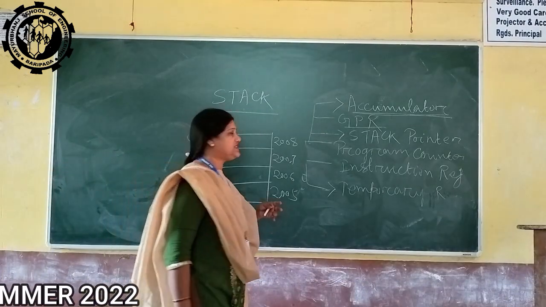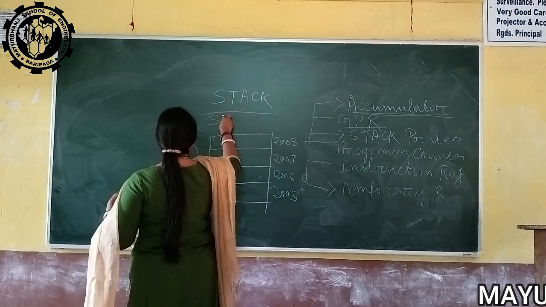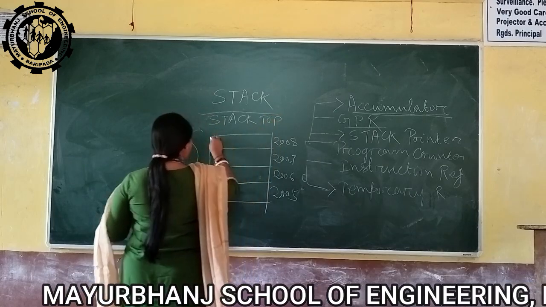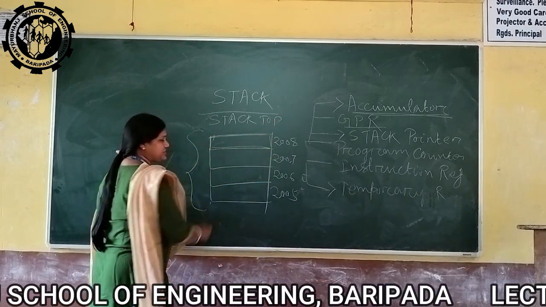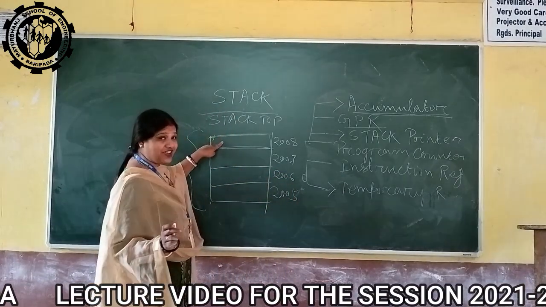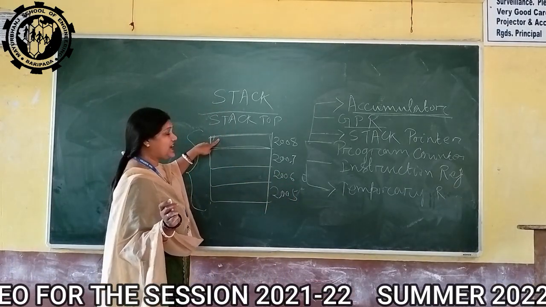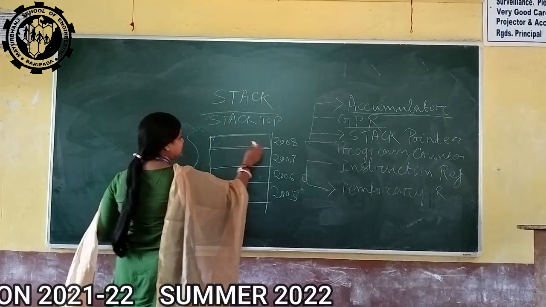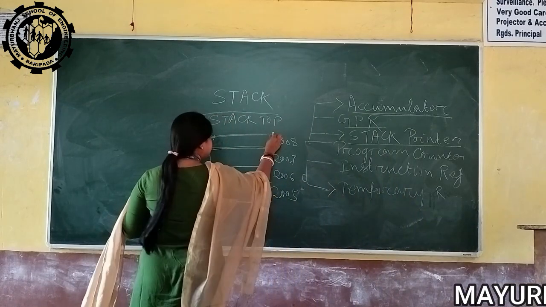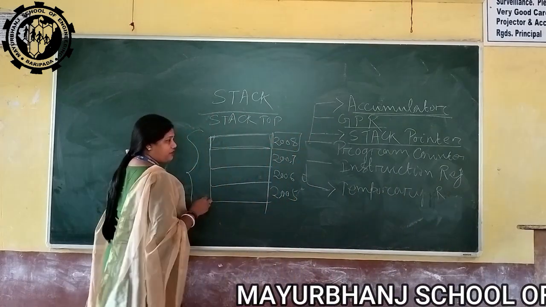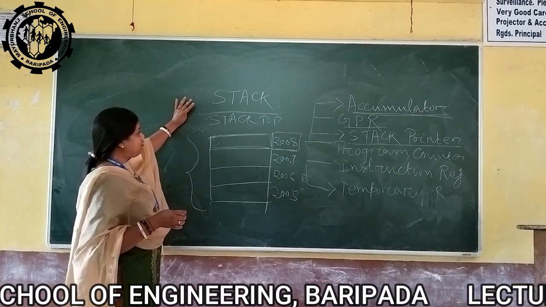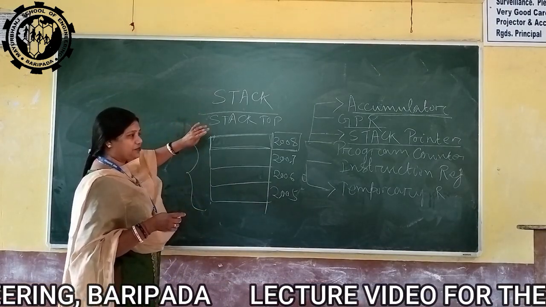And the second one is stack top. So what is stack top? Stack top means the last memory register. The final register of the stack is known as stack top. The next is, what is stack pointer? The register which stores the address of the stack top is known as stack pointer. So we discussed stack, stack top and stack pointer.